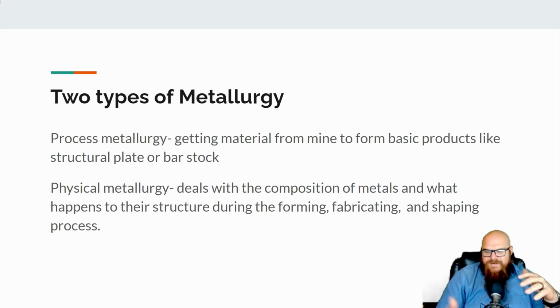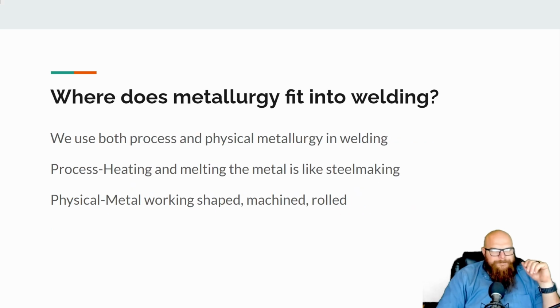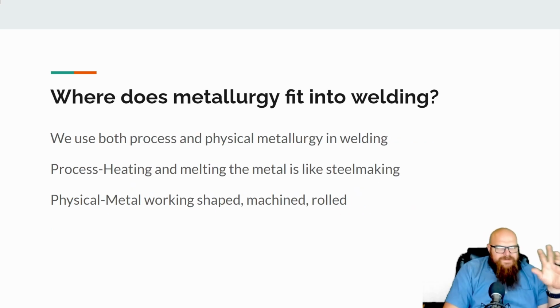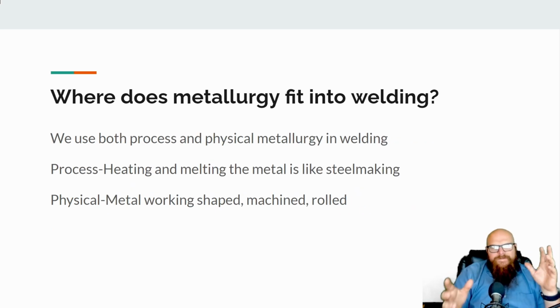Even though we're not actually changing anything with it, we change the strengths with that metal by cooling it down, heating it up, going through those different processes. So how does it fit into these things? Okay, we do use both physical metallurgy and process metallurgy when we're heating and melting metal. Okay, it's kind of like steel making. We are taking a rod, we are adding materials in there.